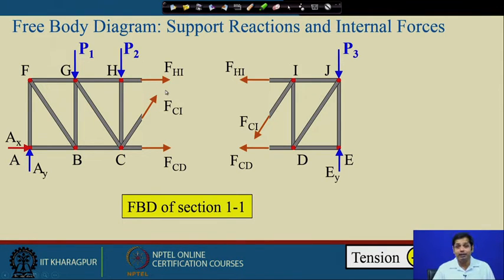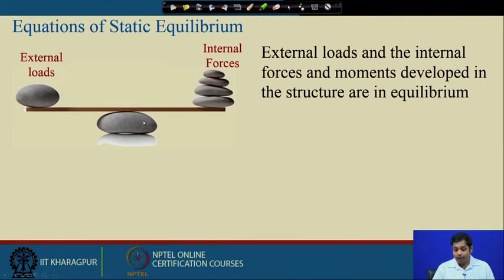Only then do we say this object is in static equilibrium. This term is very important: static equilibrium. Whenever we talk about equilibrium in this course, if it is not explicitly mentioned, it is understood to be static equilibrium.